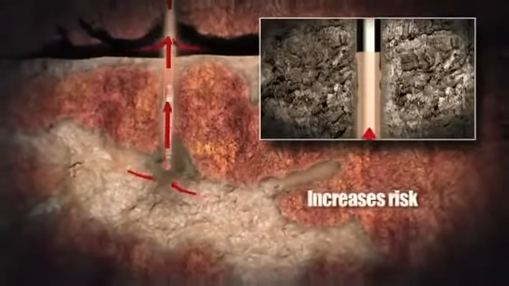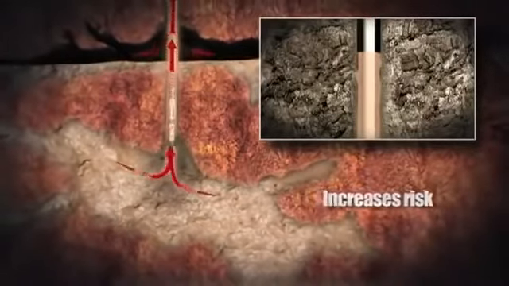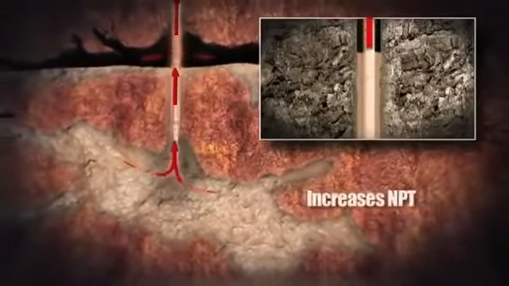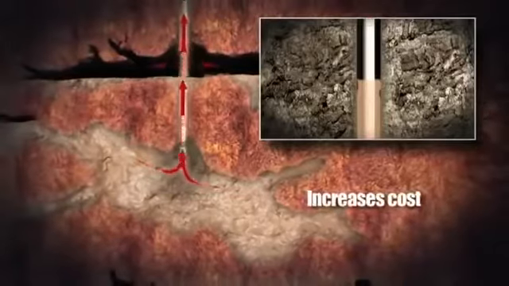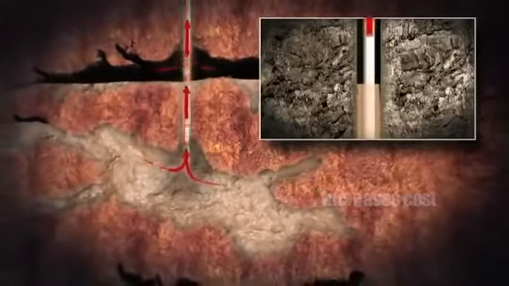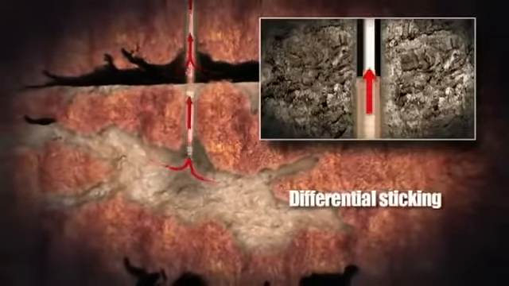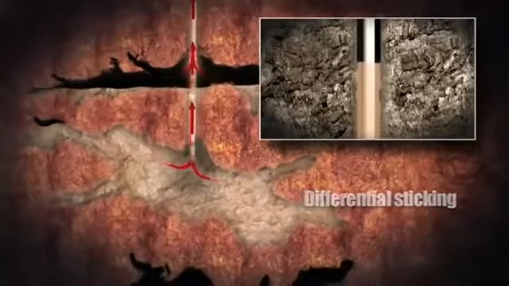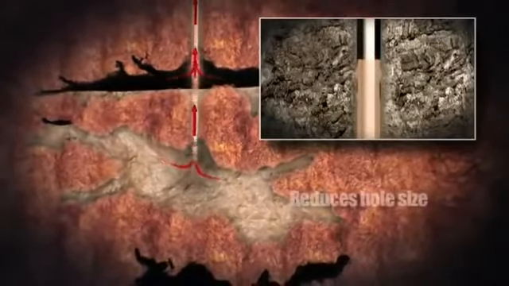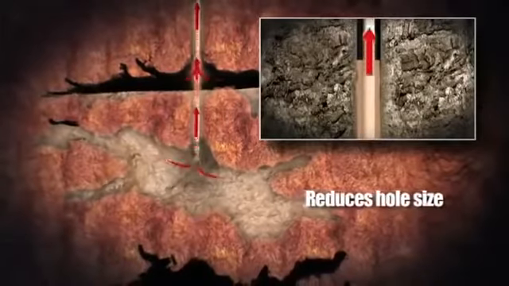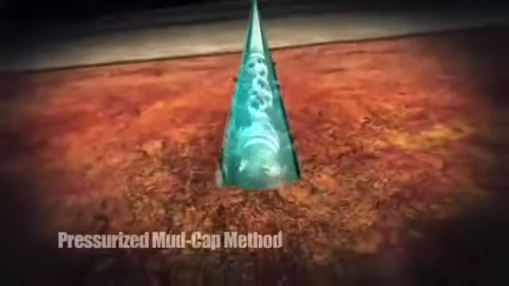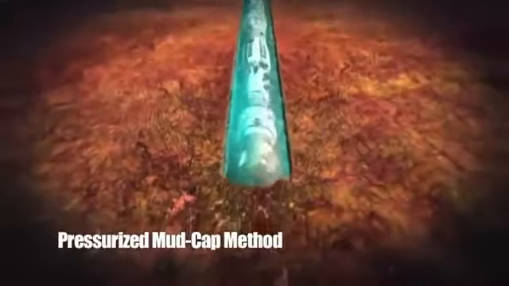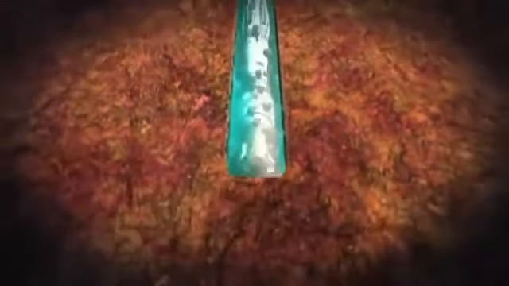It increases risk to personnel, equipment, and the well. Fighting the well adds to non-productive time. Costs are increased because of lost fluids and circulation materials. Differential sticking is more likely. Isolating trouble zones with casing reduces hole size, and ultimately, these problems may lead to loss of the hole. In the pressurized mudcap drilling process, a much different response provides a safer, more cost-effective solution.